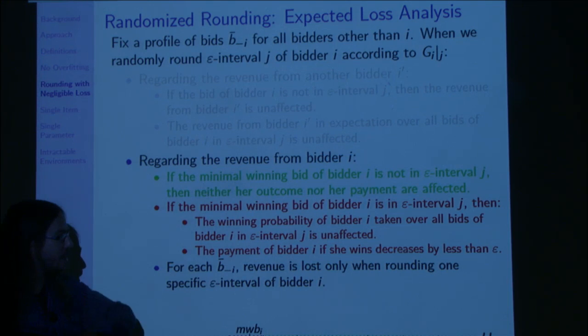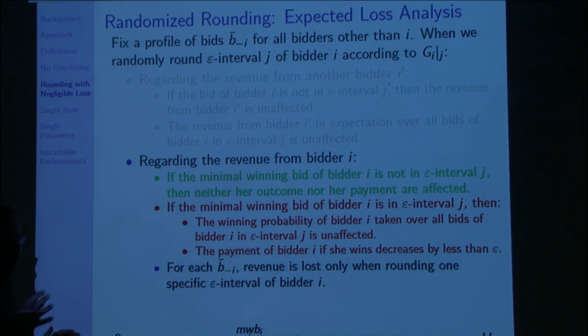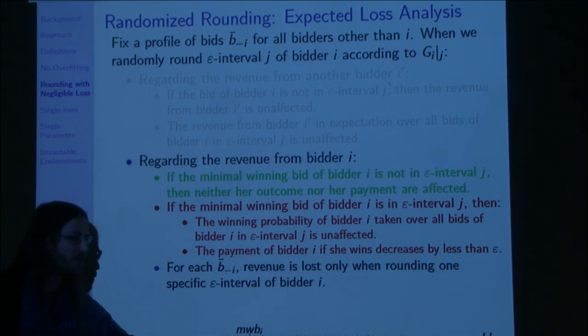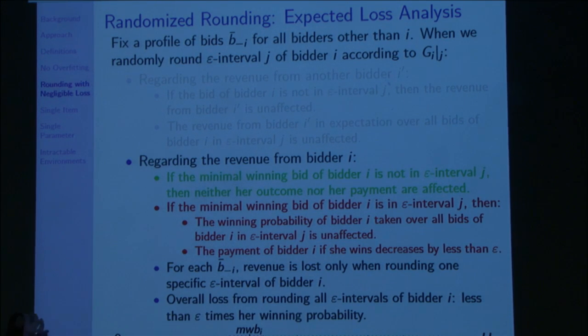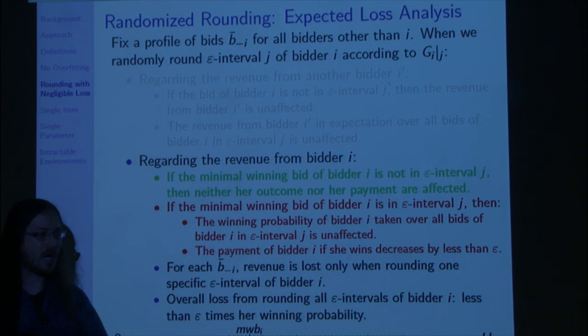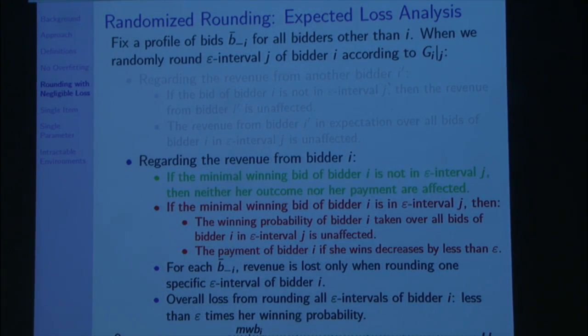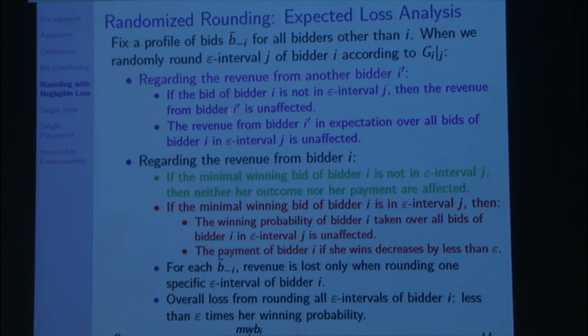So for each profile of bids for the others, if we round all of Mark's epsilon intervals, we will only lose revenue when we round the specific epsilon interval that contains his minimal winning bid. We'll lose, overall, less than epsilon times his winning probability. And when we round the intervals of the others, we won't lose anything from Mark. So for each bidder, we lose at most epsilon times his winning probability. When you sum everything up, you lose at most epsilon, if you wish, epsilon times the probability that there is a winner.